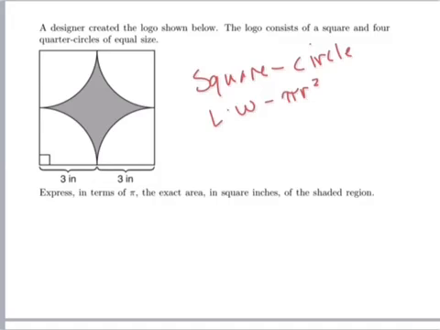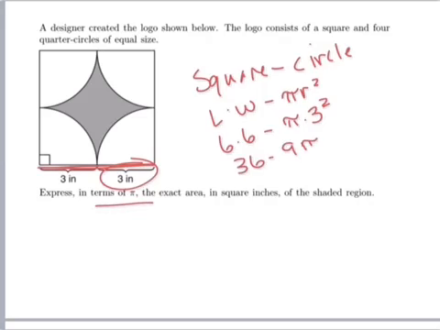So the length of the square is 6, and the width would also be 6, and then the radius of the circle would just be the 3. So that's going to give me 36 minus 9 pi, and they wanted us to leave the answer in terms of pi, so that's our final answer.